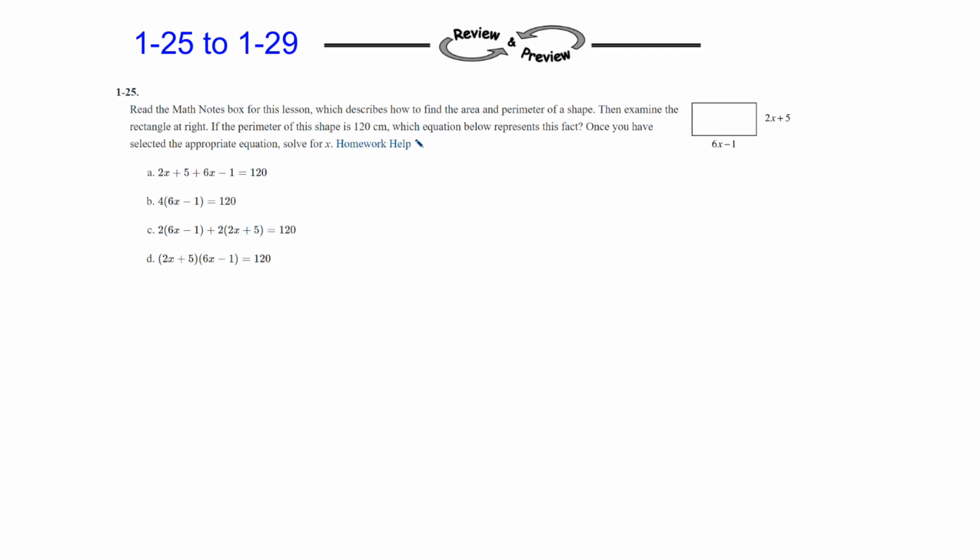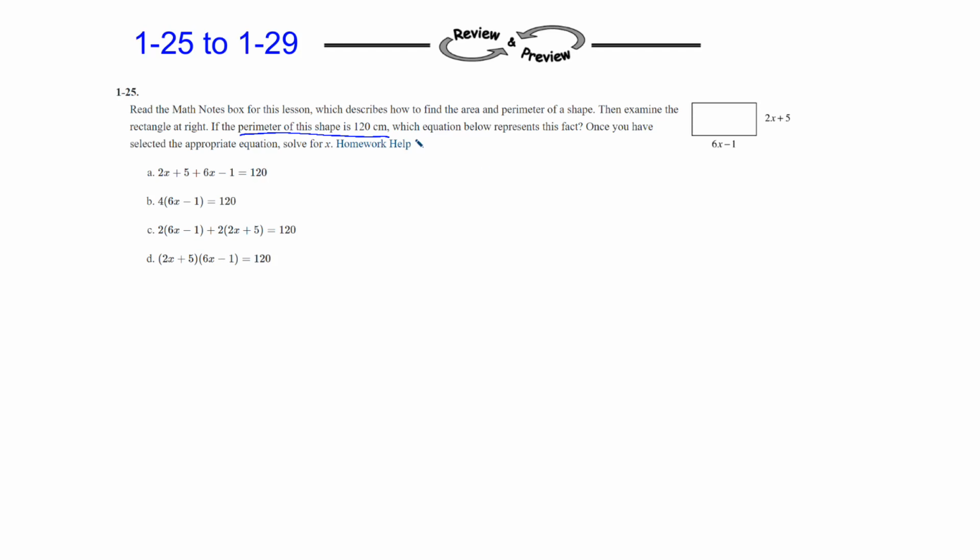Question 25. Read the math notes box for this lesson which describes how to find the area and perimeter of a shape. Then examine the rectangle at the right. If the perimeter of this shape is 120 centimeters, which equation below represents this fact? Once we have selected the appropriate equation, we'll go ahead and solve for x.